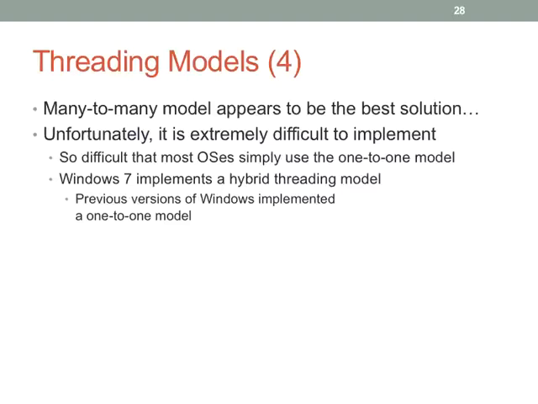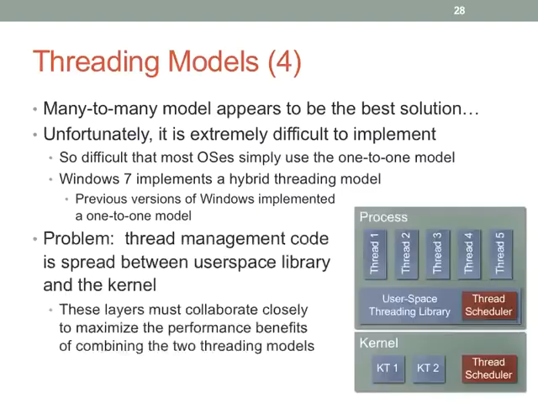Windows 7, for all my whinging about Windows from time to time, has been really innovative in trying to introduce a hybrid threading model so that they can leverage the benefits of both approaches. Okay, so you have threads in the process. Those are user space threads. We have kernel threading support, so we have a couple of kernel threads. And you can see that we have a thread scheduler in user space, and we have a thread scheduler in the kernel.